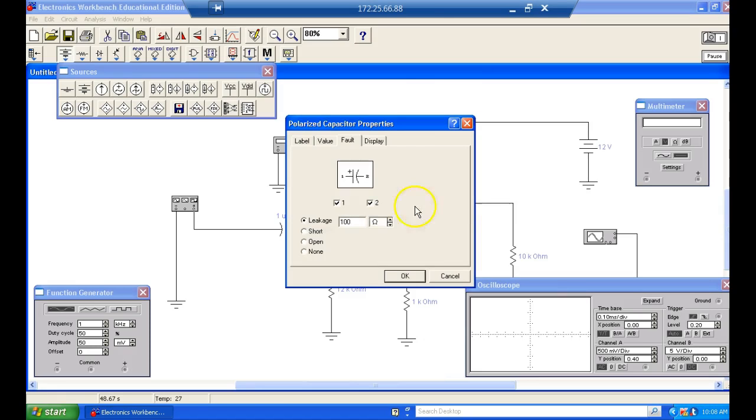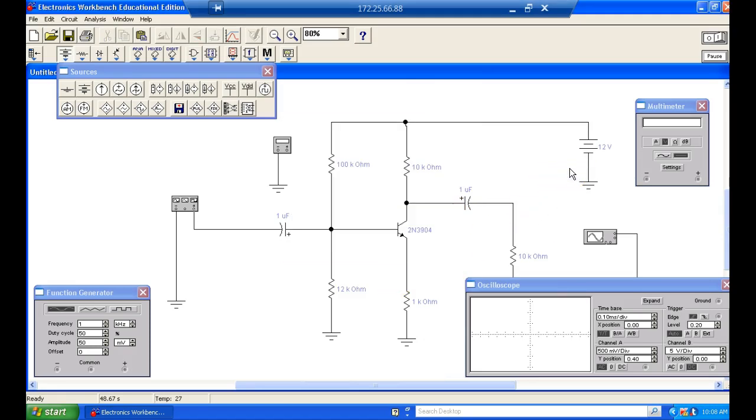Okay, what's the next thing that could go wrong? That would be one of our first steps of troubleshooting. One of our first steps of troubleshooting, guys, right off the bat, is you check power. You check to make sure your power supply is okay. So we're assuming right now, we're troubleshooting this amplifier. We're not troubleshooting the power supply. We're troubleshooting the amplifier. So what other component could go bad?